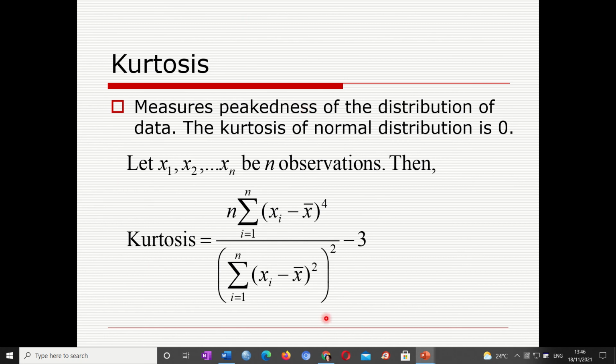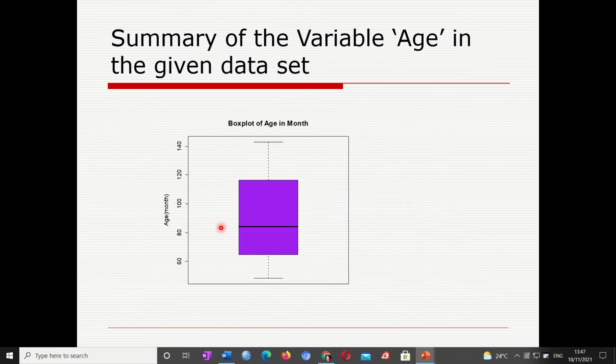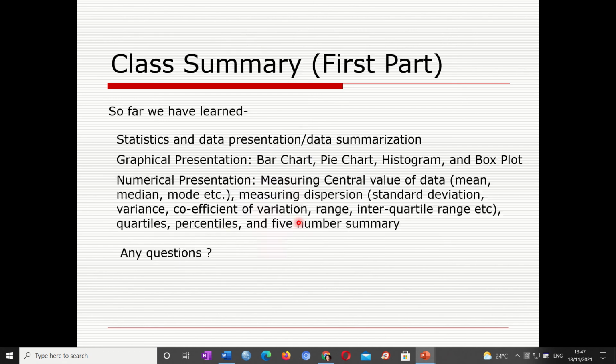So quartiles don't include this also. Yes, this is a histogram. Okay, you can see a histogram of age in months. This x-axis is age in months, and this is the number of subjects. Box plot, you can see that this is not a normal distribution. This is not symmetric. If it is in the middle, you can say that it's symmetric. If it's not in the middle, you say that it's not symmetric. Yes, any questions until here? Sure? Okay.